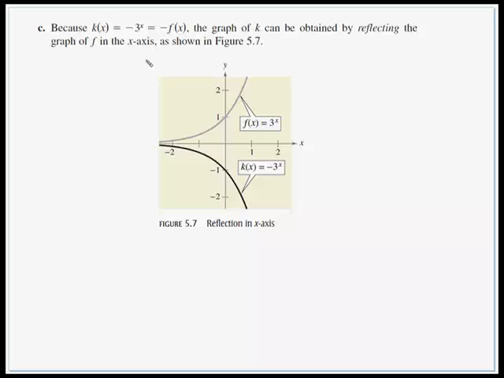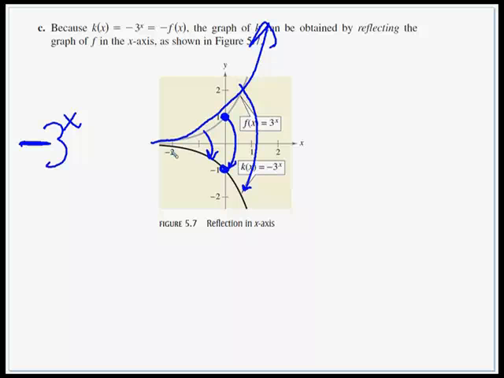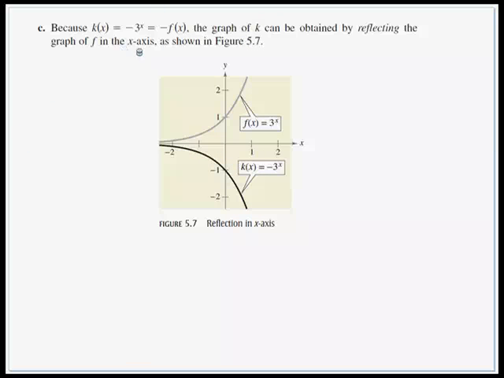Alright, what if we just put a negative in front of it? Here's 3 to the x, the upward sloping light gray graph. What happens if I put just a negative out front? Well, that just reflects it about the x-axis. My intercept was at (0, 1). That got moved across the x-axis to (0, -1). Every point has just been reflected about the x-axis. So now instead of heading up toward infinity, we're heading down toward -infinity. It was a reflection about the x-axis.